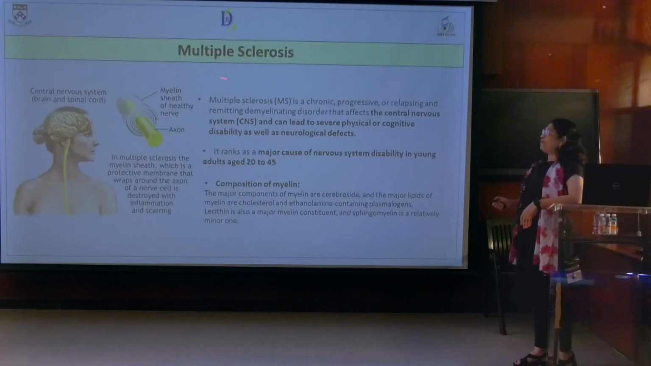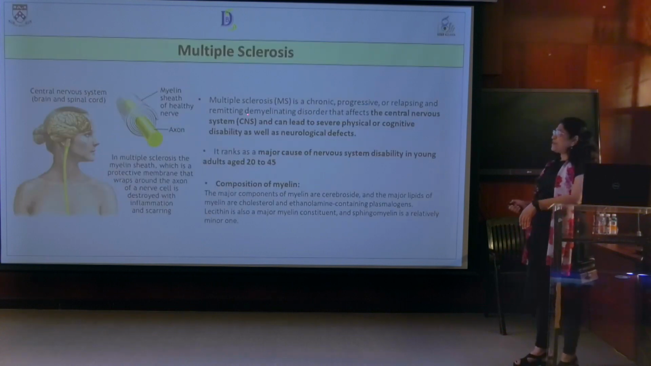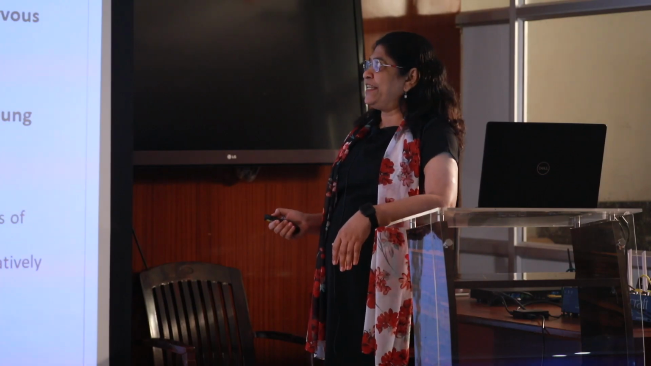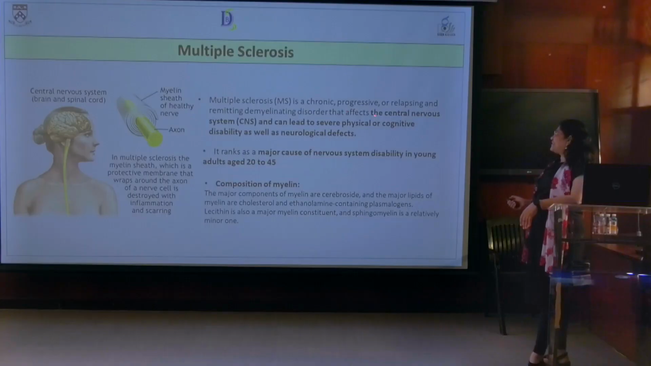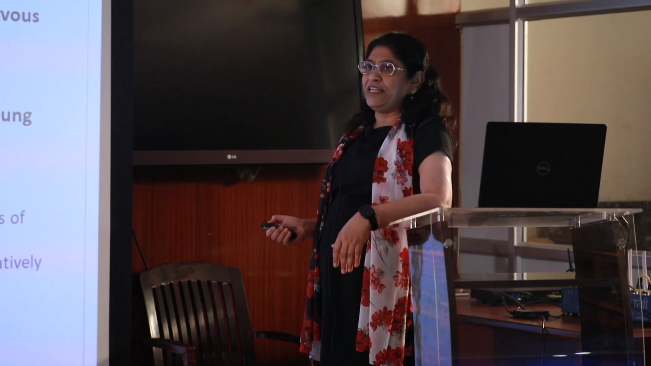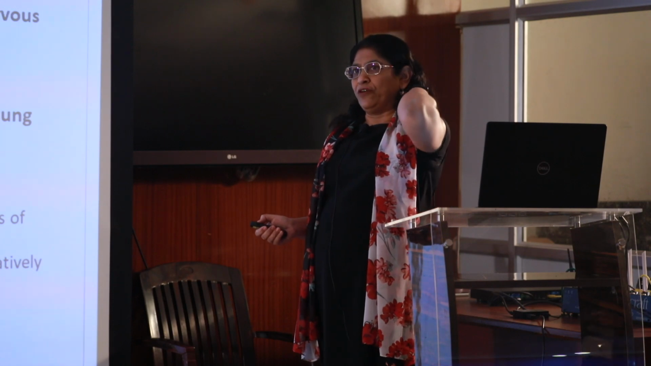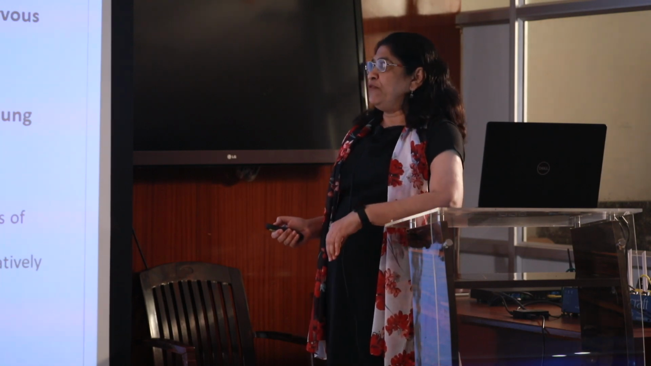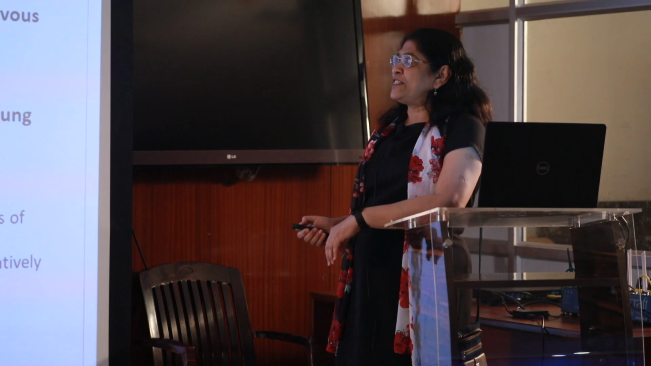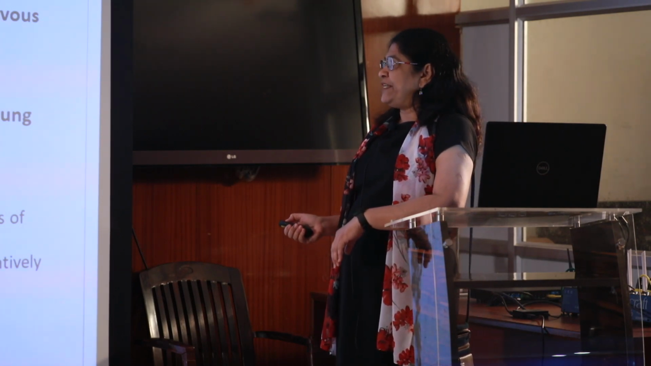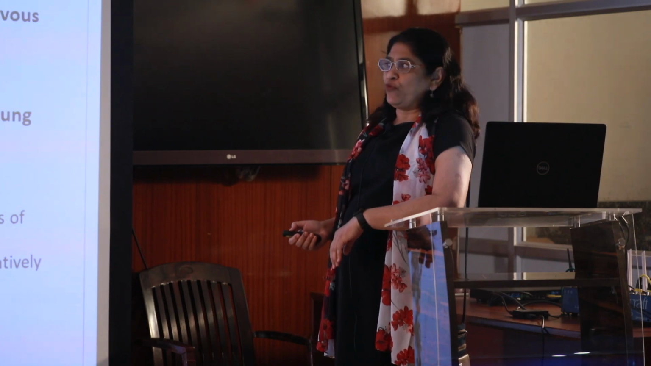So just to give you an overview, multiple sclerosis is a chronic, progressive or relapsing and remitting demyelinating disorder that affects the central nervous system and can lead to severe physical or cognitive disability as well as neurological deficits. This disease is much more prevalent in Northern Europe, Northern America, Australia, and New Zealand, but in India it is an orphan disease. It ranks as a major cause of nervous system disability in young adults aged 20 to 40.